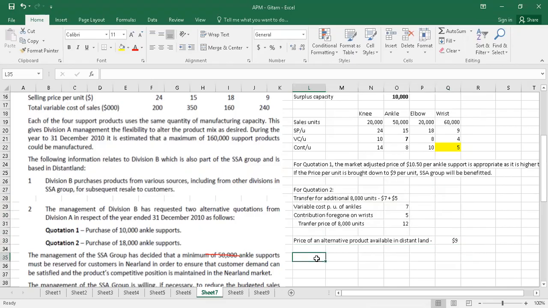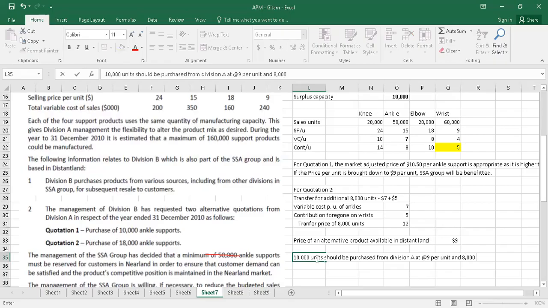So in the case of quotation 2, we should say that 10,000 units should be purchased from division A at $9 per unit, and 8,000 units should be purchased from local supplier at $9 per unit.